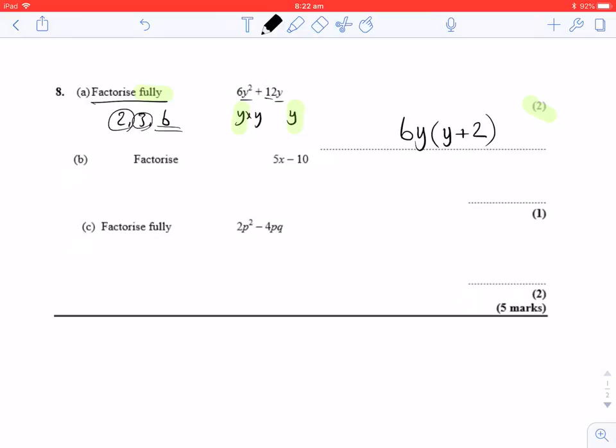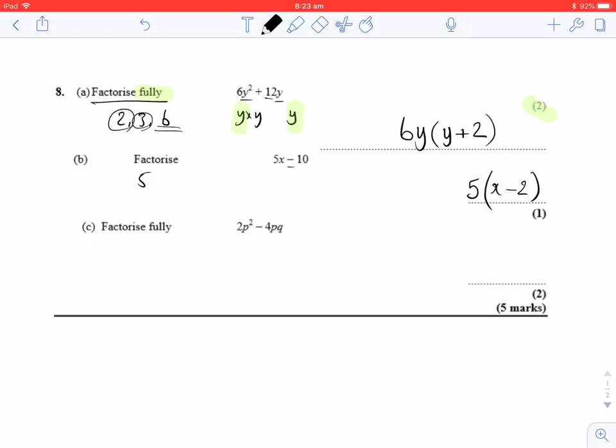Part B, factorise 5x minus 10, quite a straightforward one here. So the biggest number that goes into both, we ignore 1, 5 goes into both, and that's it. So 5 on the outside, no letters in both parts. 5 times what is 5x? Well, that's got to be x, minus sign here, so minus sign here. 5 times what is 10? That's 2, so that goes in the brackets there.